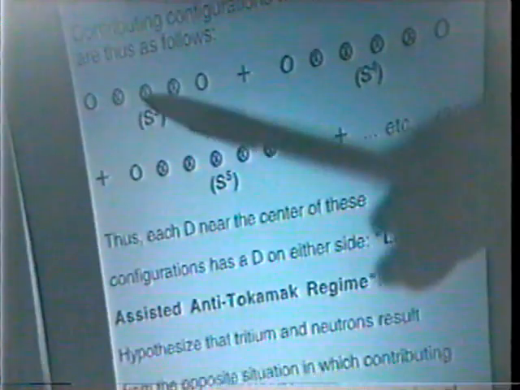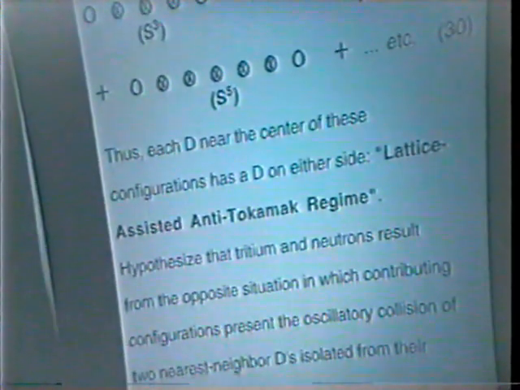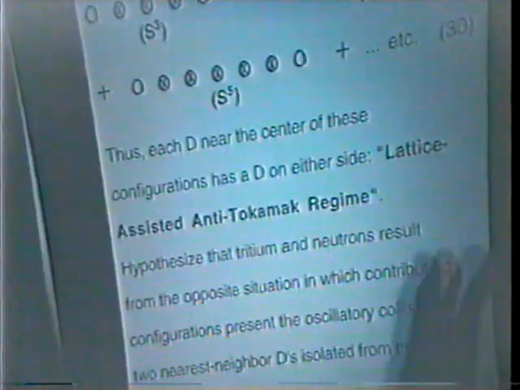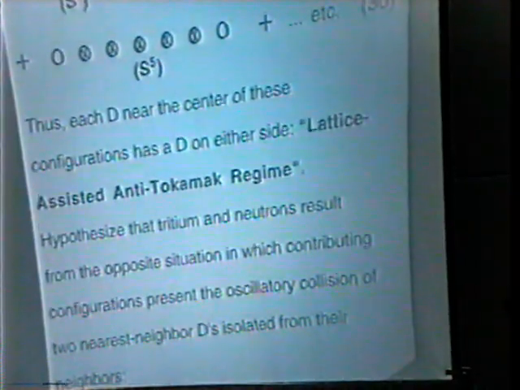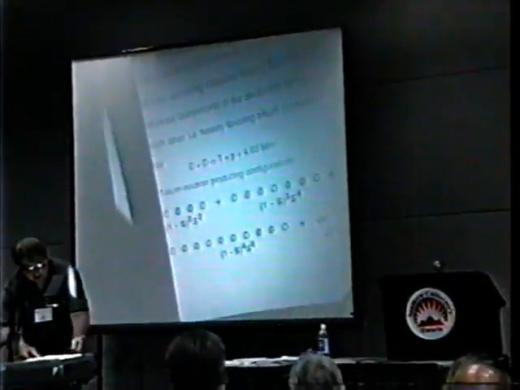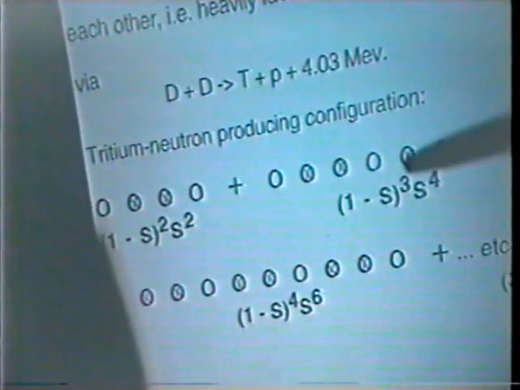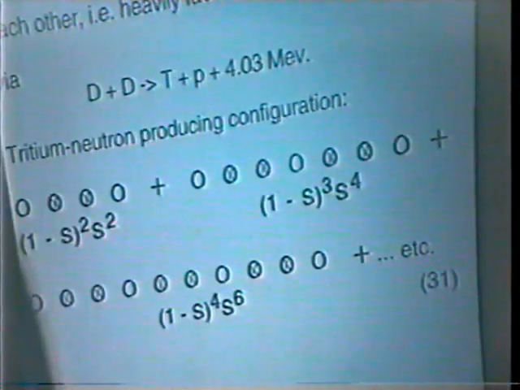And so the idea is the production of helium-4, and of course the attendant heat, is that you've got a number of nearest neighbors. And I actually refer to that as the lattice-assisted anti-tokamak regime. Now, over and against that, you have tritium production. You notice in the case of tritium production, or neutron production, which is related by a branching ratio, that you have isolated neighbors. So here you have these two, but you have a vacant site here and a vacant site here. So the statistical mechanics are quite different.